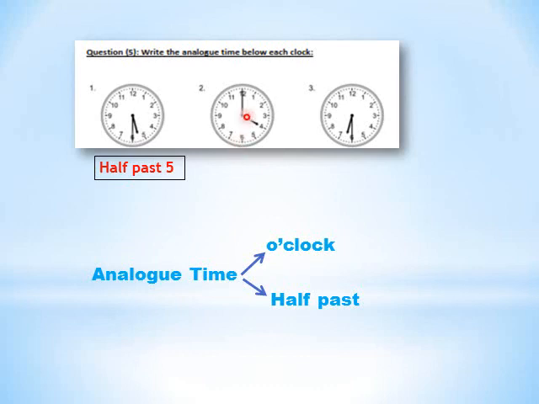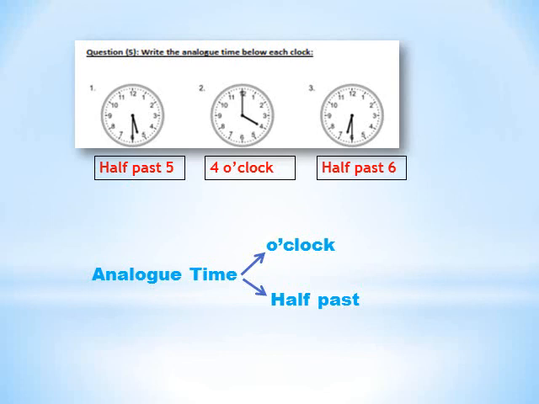Here, the minutes hand is pointing to 12, so it's o'clock. The hour's hand is pointing to 4, so it's 4 o'clock. Number 3, the minute's hand is pointing to 6, so it's half past. Half past what? Here the hour hand is between 6 and 7, so it is in the middle between 6 and 7, so it is half past 6. Yes, exactly.